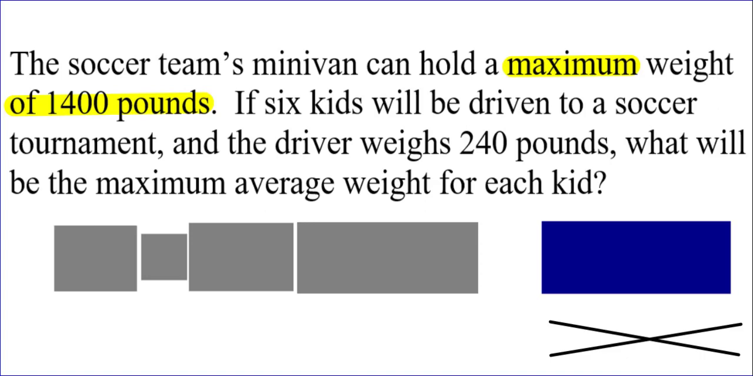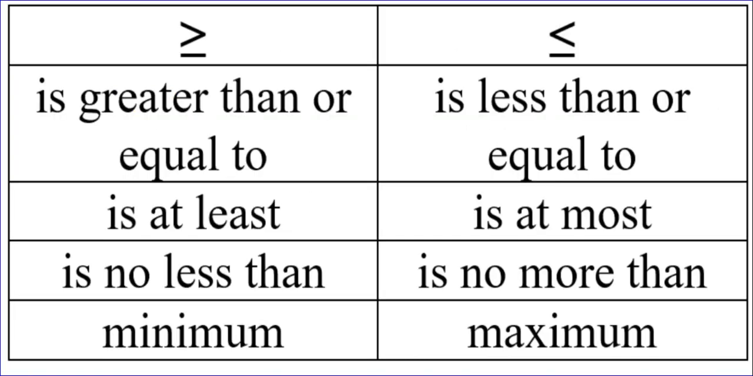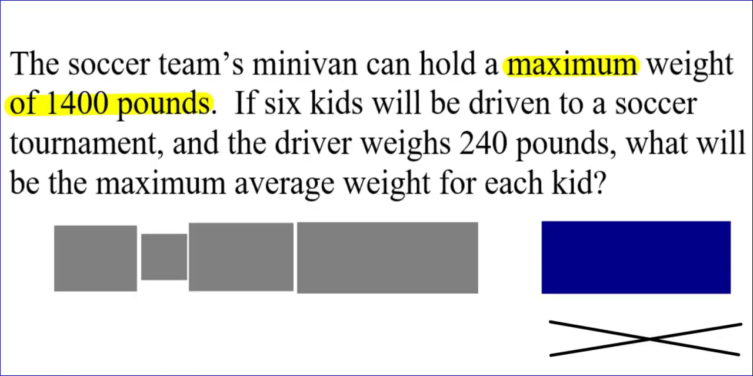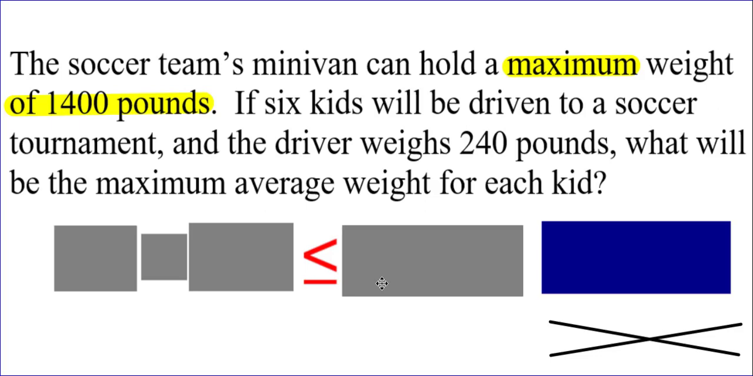And I would also highlight the number that comes soon afterwards in that same sentence. So I did that for you. It's a maximum weight of 1,400 pounds. Now, you can look up the word maximum in our chart that I mentioned earlier. You can see here it means less than or equal to. The reason it means less than or equal to is because the maximum weight means that's the highest it's allowed to be. So it could be equal to it, but it also could be less.